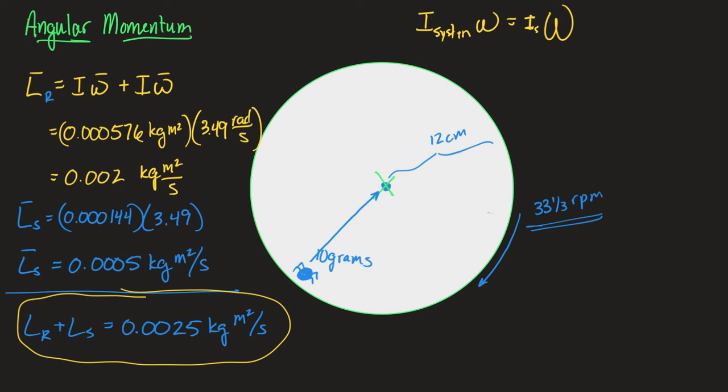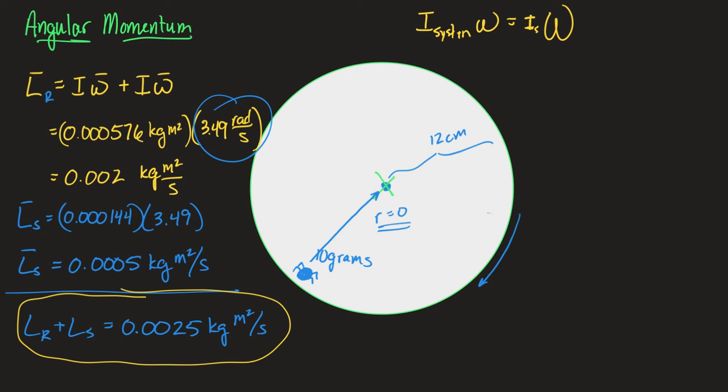So here's what I'd like you to consider. If the spider walks to the center, basically what happens if the spider makes its value for r 0? How does this affect the speed of the record? We know the speed of the record is 3.49 radians per second, which is actually 33 1/3 revolutions per minute. So for us to figure this out, we're going to figure out what the spider's new angular momentum is.